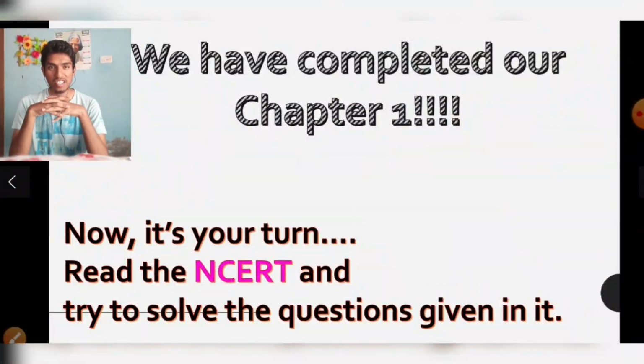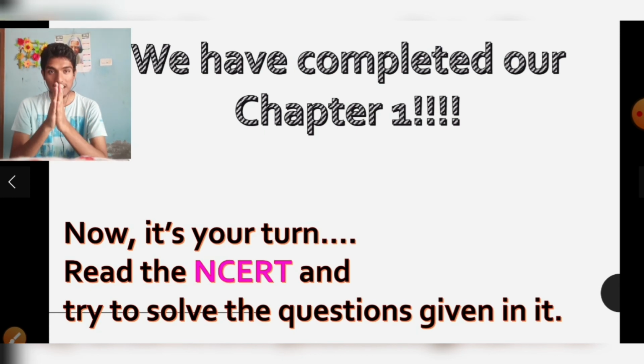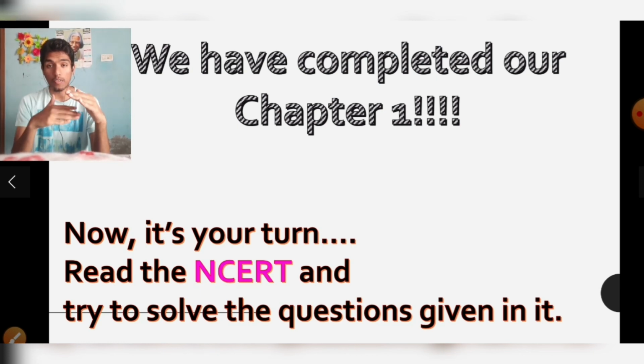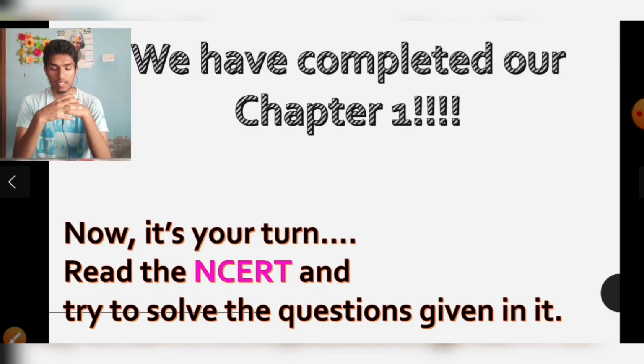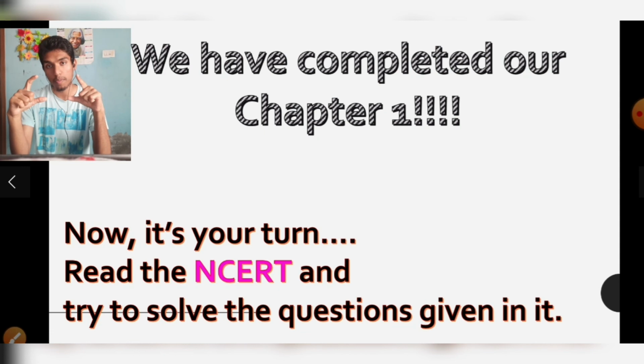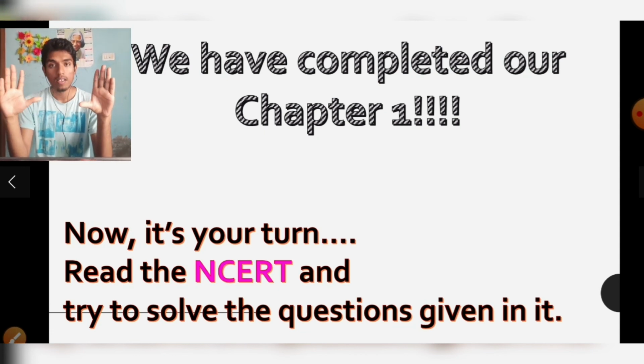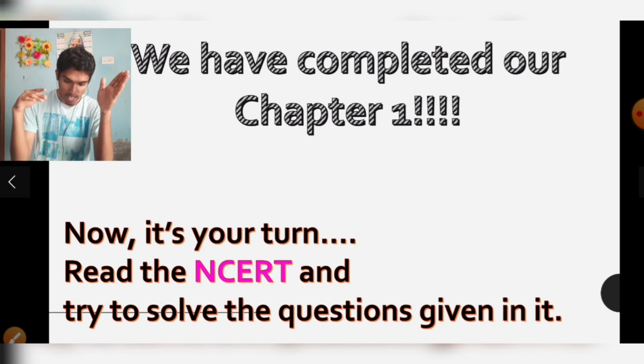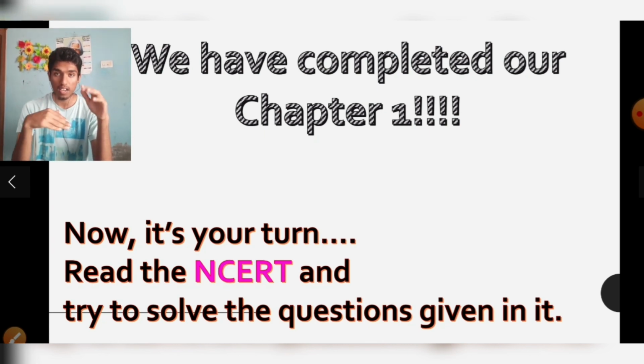Okay, so with this we have completed our first chapter successfully. Now you know what a chemical reaction is, how we can balance a chemical reaction, and what the types of chemical reactions are. So now it's your turn. You have to read the NCERT of this chapter thoroughly. There are some activities based on these types of chemical reactions which you have to read thoroughly. They can be asked in your exam. And there is some inbox information also, like about whitewashing and all. So focus on them and try to solve the questions given in the NCERT after the chapter.